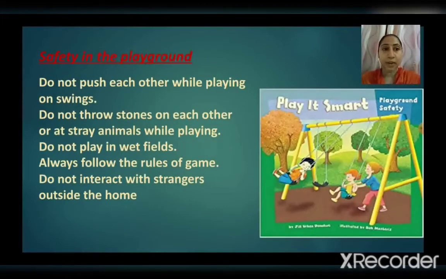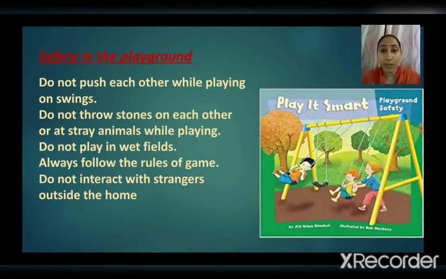Safety in the playground. While you are playing in a playground or in a park, you have to keep yourself safe. So you have to follow these safety measures. Do not push each other while playing on swings. On any of the seesaw, merry-go-round, please wait for your turn. Okay? Do not pull or push each other. Do not throw stones on each other or any of the stray animals. Like you see a dog, you start throwing stones at it. Okay? It may bite you also. So do not throw stones.